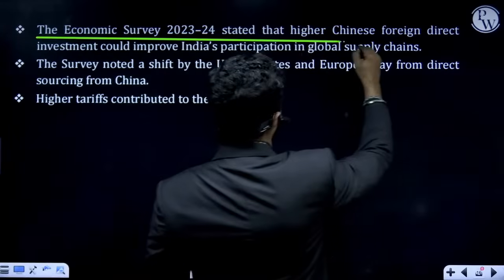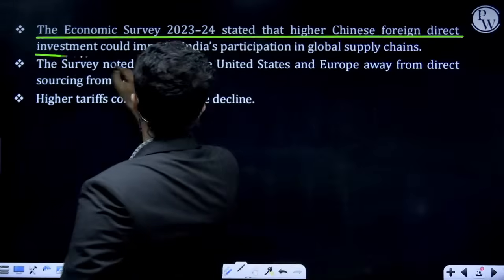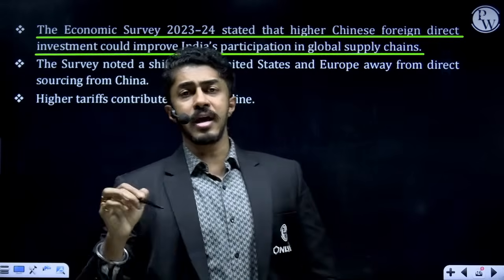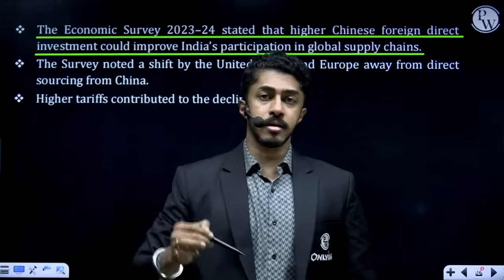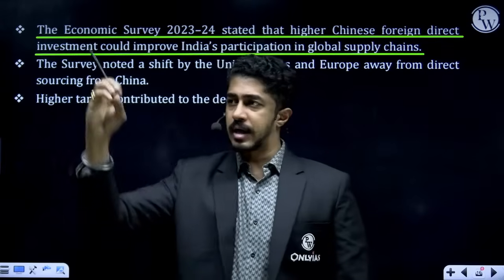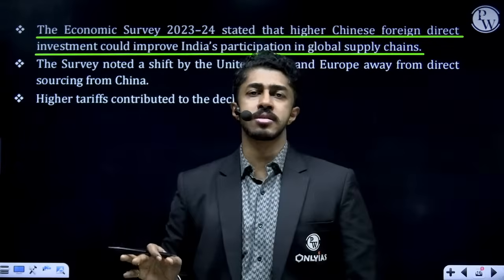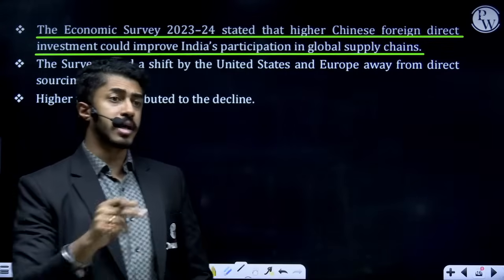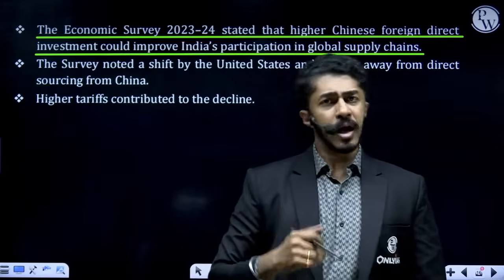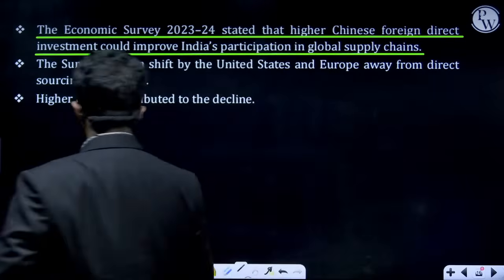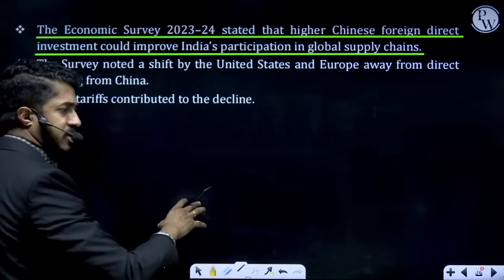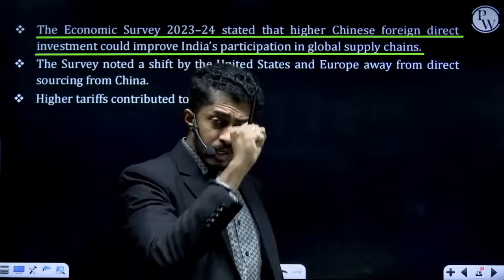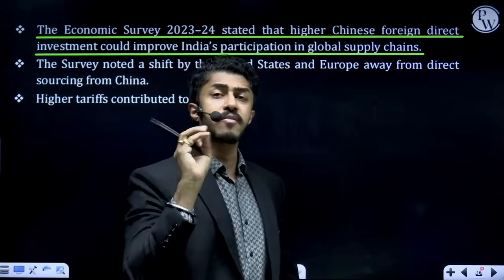The Economic Survey 23-24 stated that higher Chinese FDI could improve India's participation in global supply chains. What do you mean by that? If India actually needs to be a world leader in any economic sector you're talking about, let us say industries, manufacturing, mining, whatever it is, India needs the help of the Chinese. That is why there was an article in The Hindu telling that if India needs to overtake China, India needs the help of China. Because when China was busy investing in infrastructure throughout the 90s, and backing the PSUs, giving them freedom to research, to explore, we never bothered.